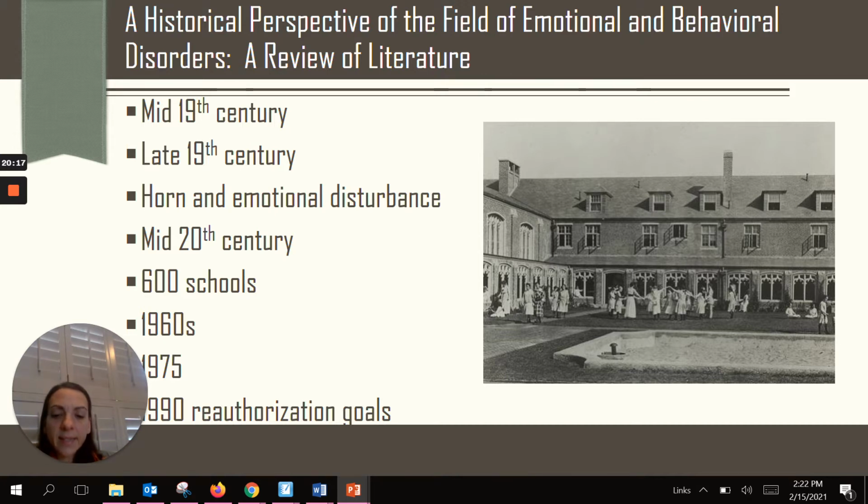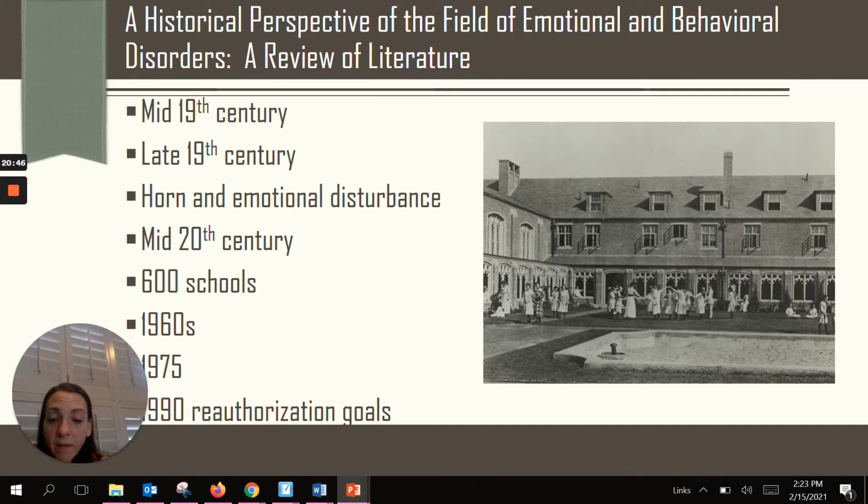In the 1960s, emotional behavioral disorders were added as a disability category, and funds were allocated for community mental health centers. So community mental health centers and those wraparound services and that interagency collaboration is really key for students with emotional behavioral disorders. But as we know, anytime funding gets cut, community mental health is typically the first one that gets cut.